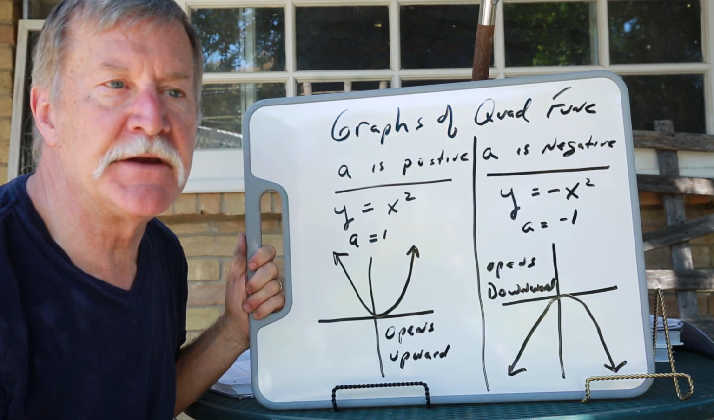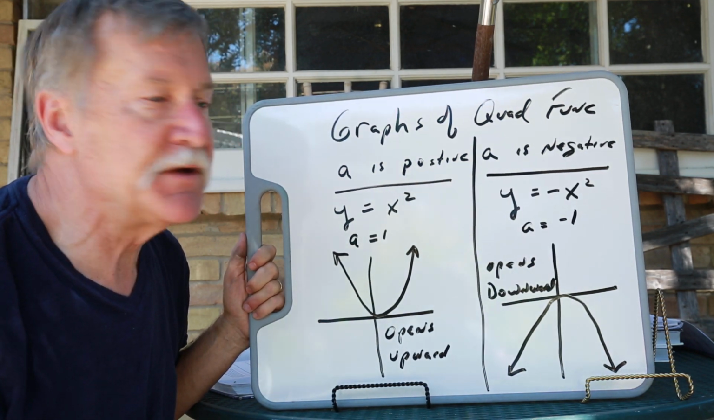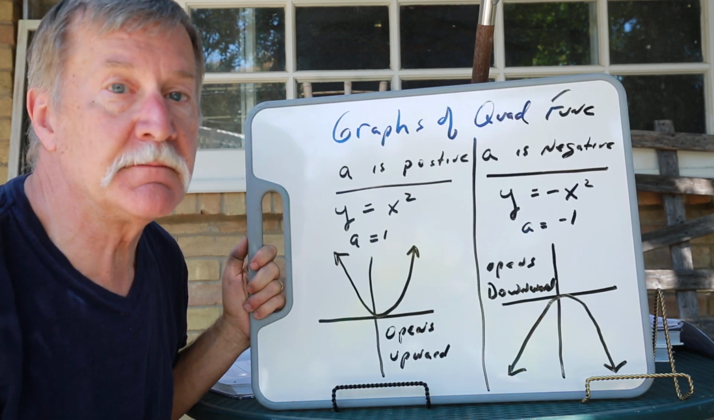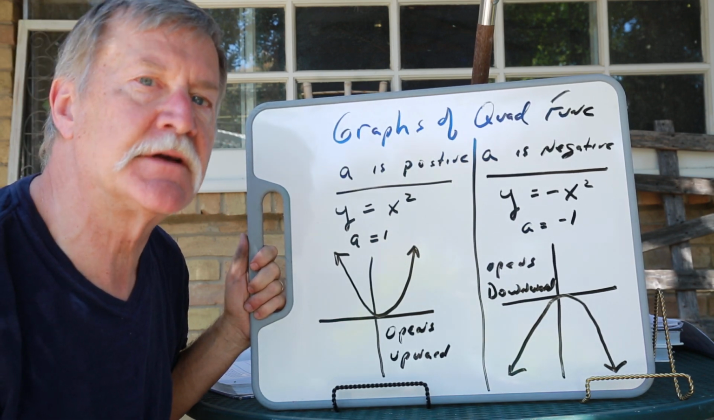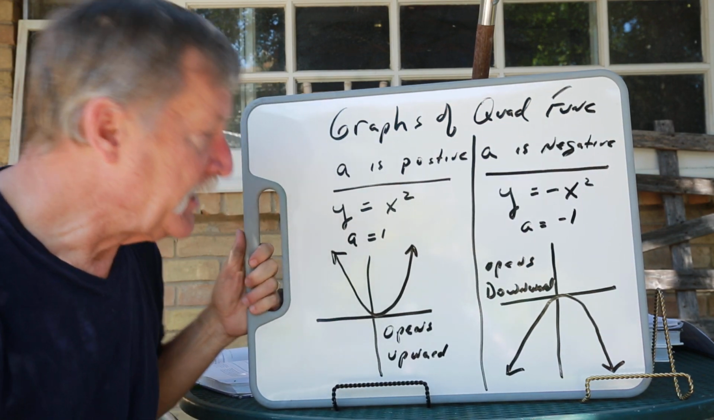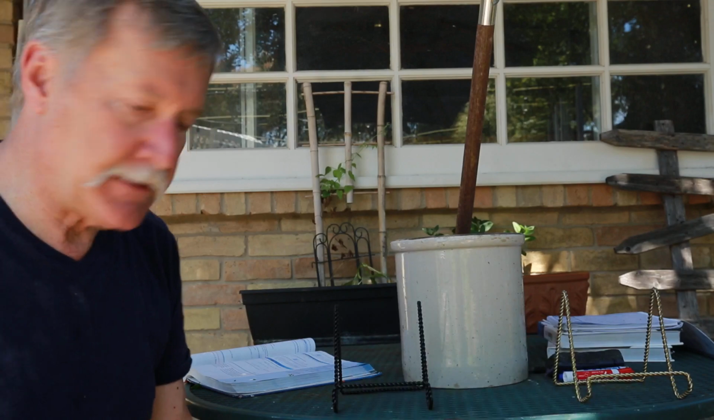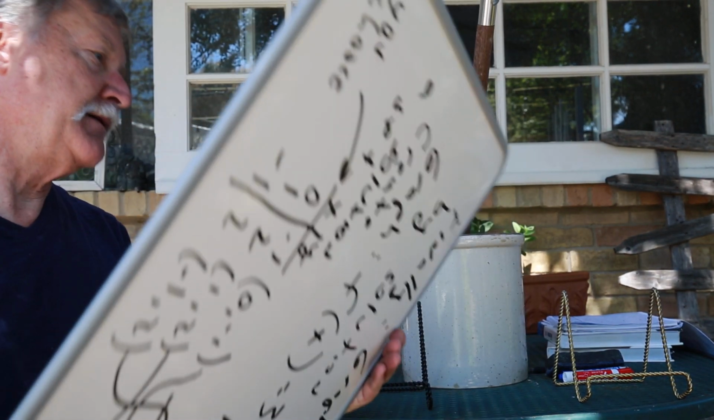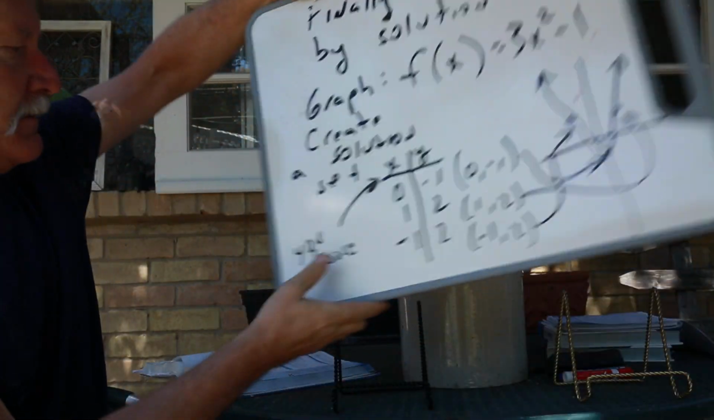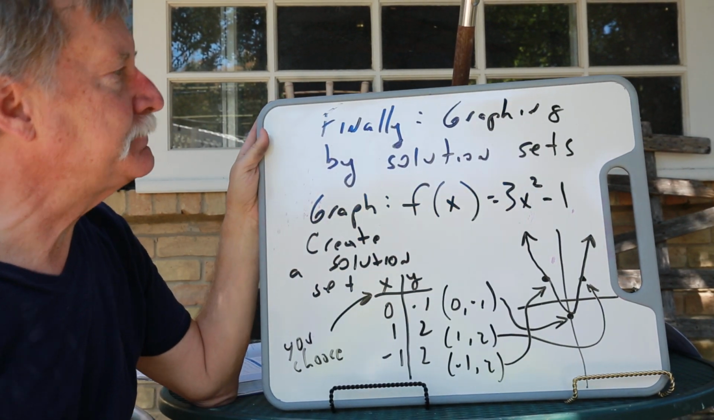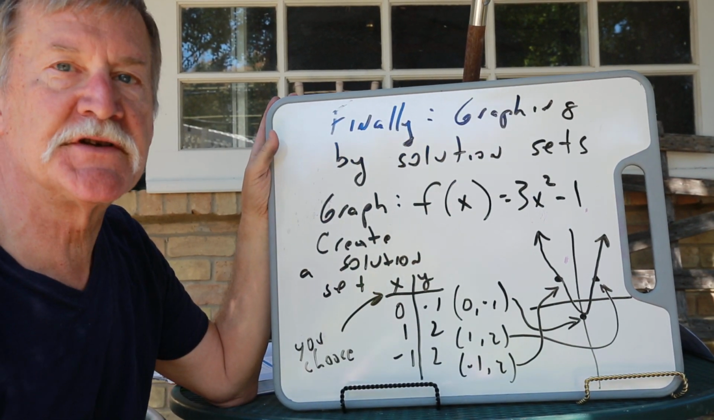Doesn't matter how big or how small a is. Could be a fraction, could be a decimal, could be large or small. It just matters whether it's positive, it opens up. If a is negative, it opens down. Now using that, you can now take the next step, which will be to graph parabolas. And graphing you would do with a solution set.